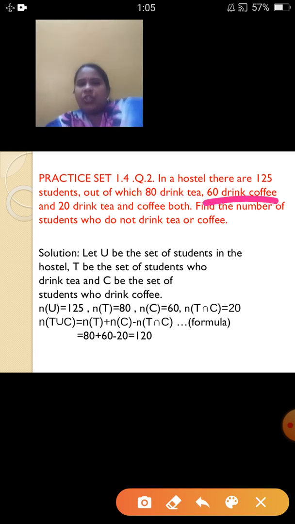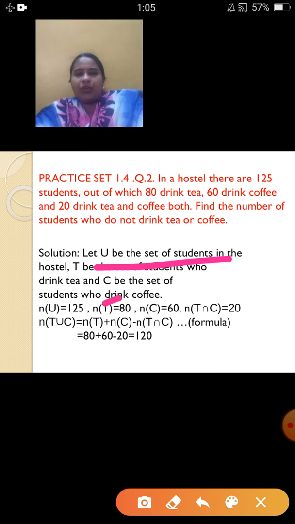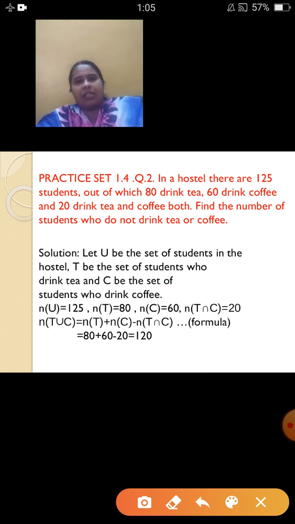Then next step is what? There are 60 students who drink coffee. So you can take it as set C, students who drink coffee. These are the important steps which carry marks in the exam, because if you directly take set A and set B without specifying what you have taken as set A and set B, marks will be deducted. So you have to write these initial steps where you are assuming the universal set T and set C.